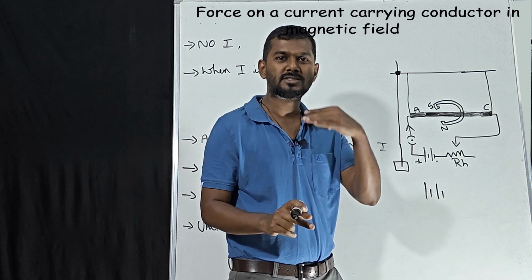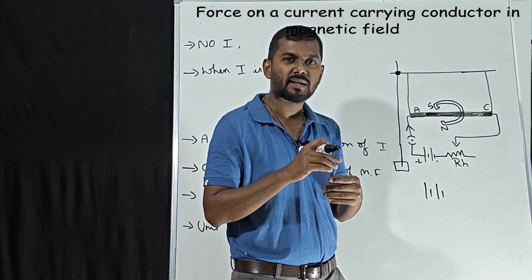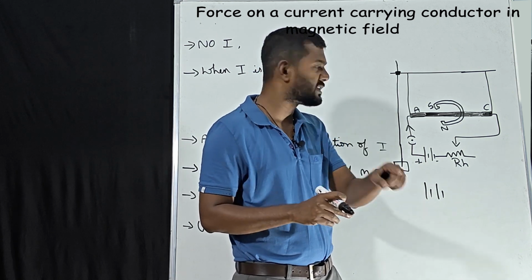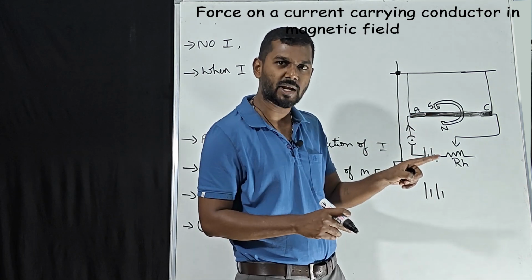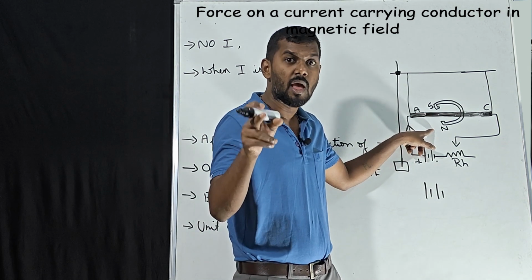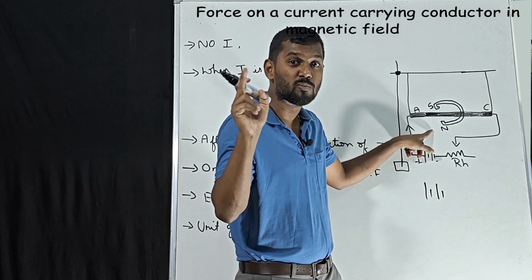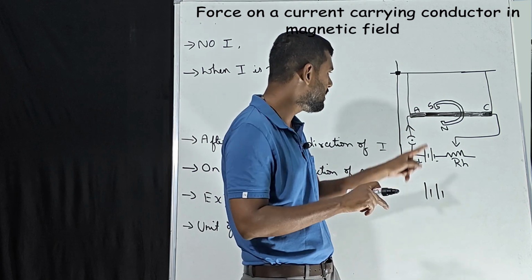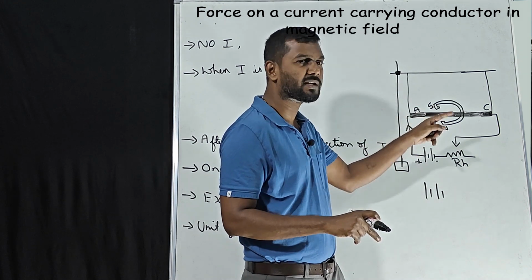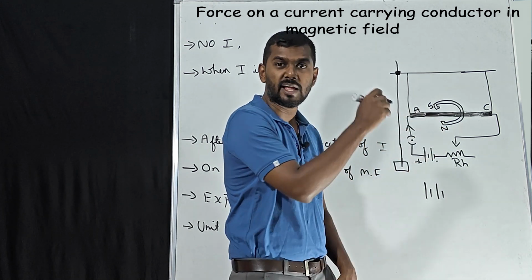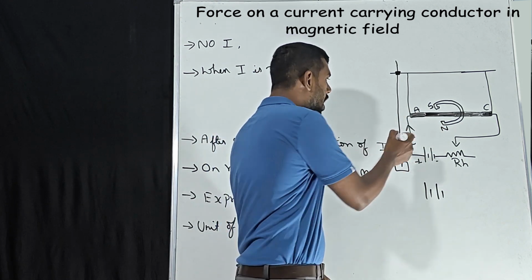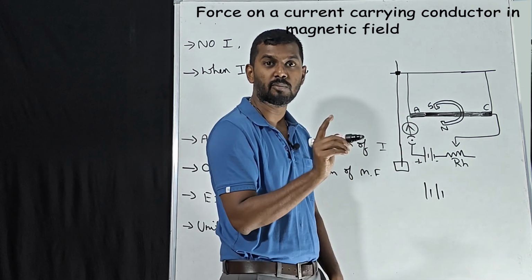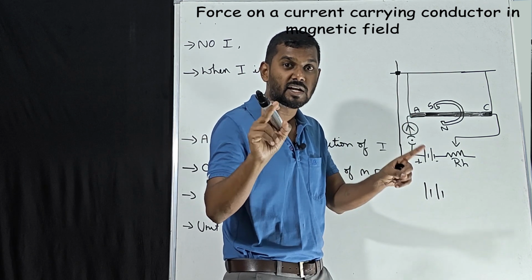We know that outside the magnet, the magnetic field lines always move from north to south, correct? Keep this in mind, the magnetic field always moves from north to south. That is very much important. That is the direction. And when it comes to a conductor, current direction is very much important, but all these directions are not important. Which conductor are we talking about?